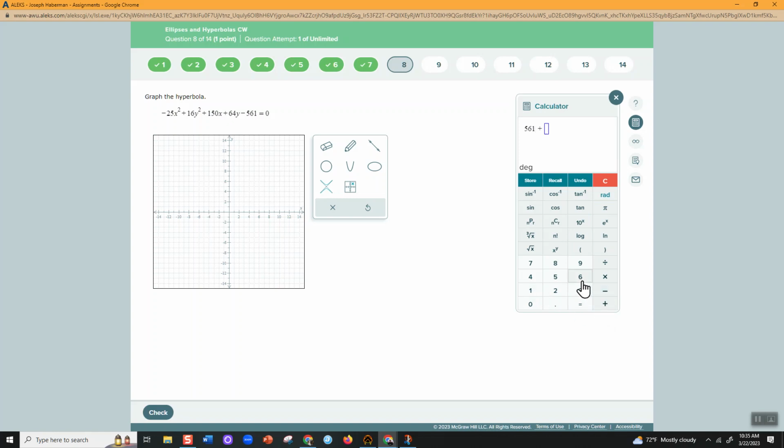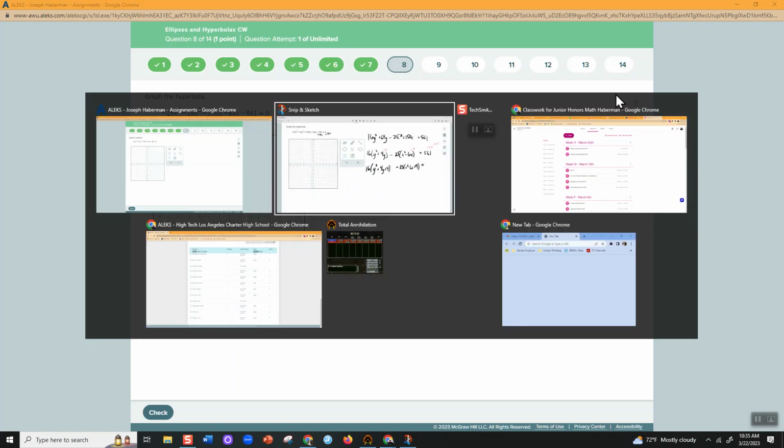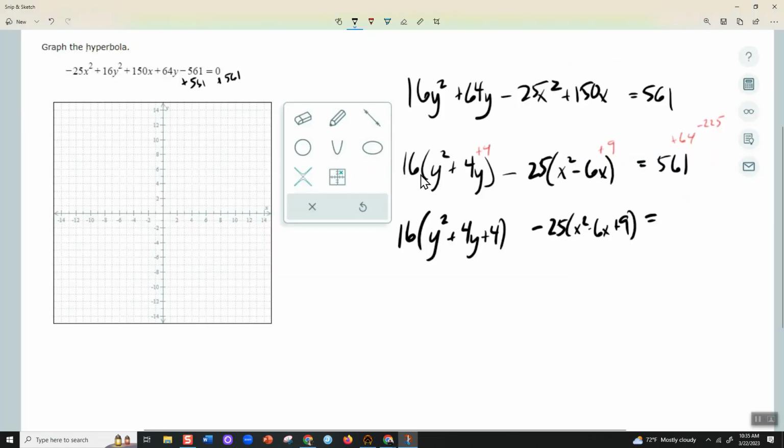561 plus 64 minus 225. 400. Should be something that is both divisible by whatever your coefficients are. So 400. When I look here, yeah, 16 and 25. Those are both factors of 400. If it doesn't add up to something nice and even, it's probably not right in my experience.